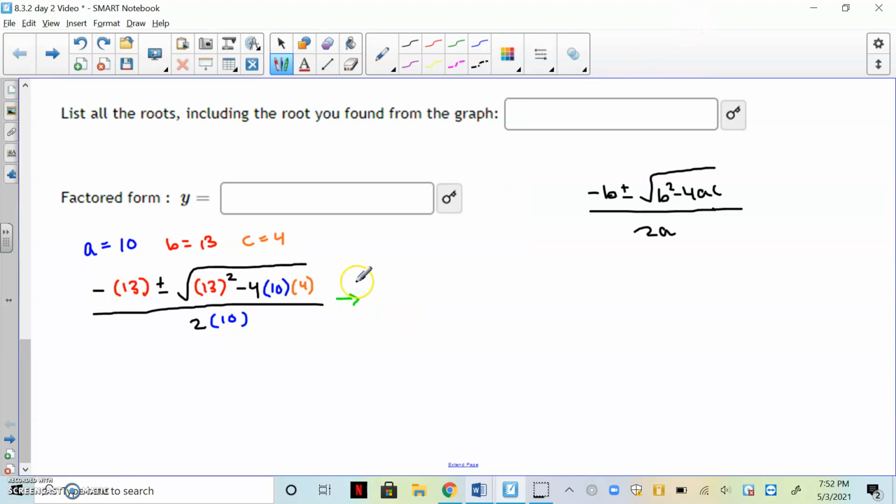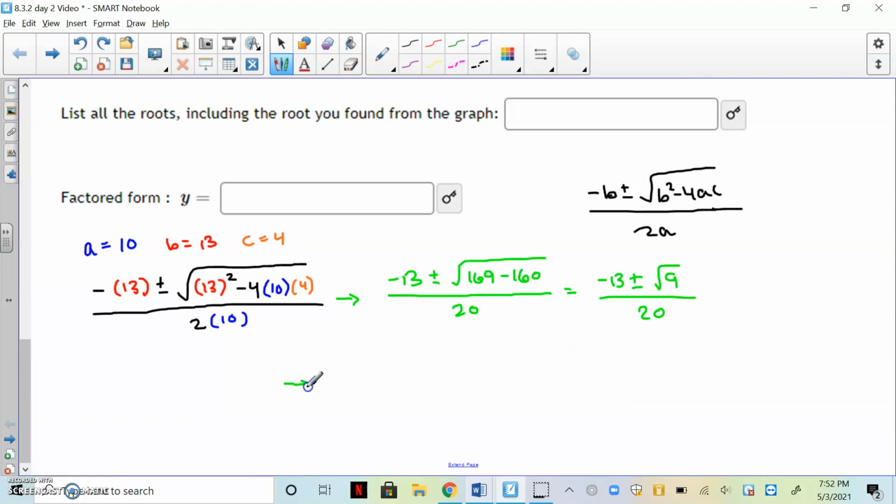So this becomes negative 13 plus or minus the square root of 13 squared, which is 169, minus 4 times 10 times 4, which is 160, all over 2 times 10, which is 20. Okay, let's continue simplifying that. So negative 13 plus or minus, 169 minus 160 is just 9, so I can replace everything in there with a 9, over 20. And then let's keep going. I can simplify the square root of 9. I know that equals 3.